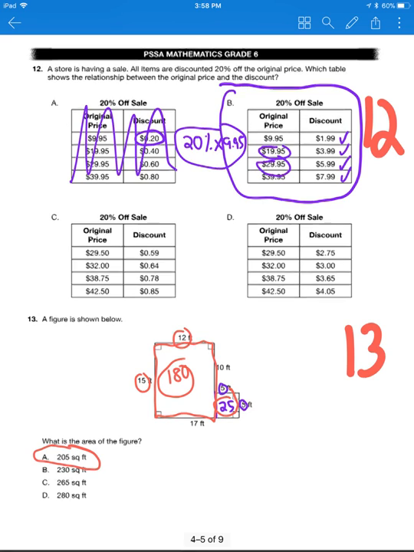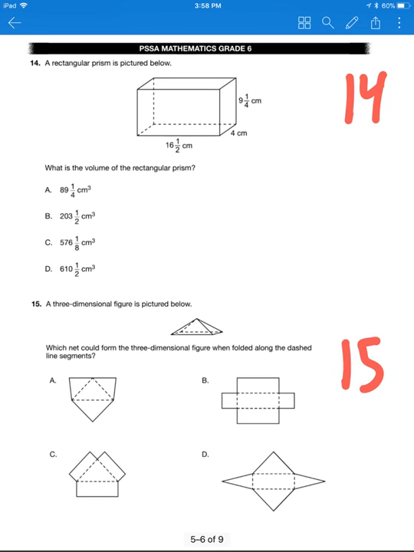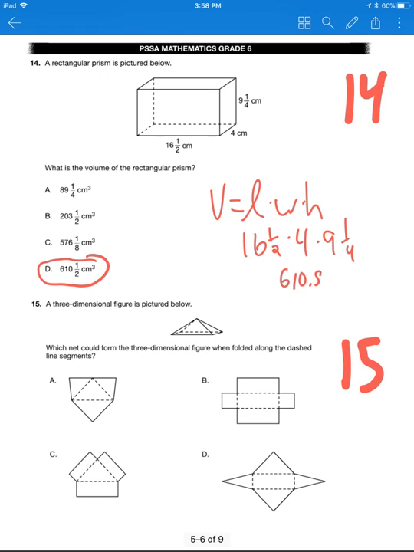All right, next page. 14. A rectangular prism is pictured below. What is the volume? Remember, volume equals length times width times height of a rectangular prism. So I just have to do 16.5 times 4 times 9.25. All right, let me type that in. So 16.5 times 4 times 9.25. I just did the decimals instead of the fractions. And I got 610.5, which is D.